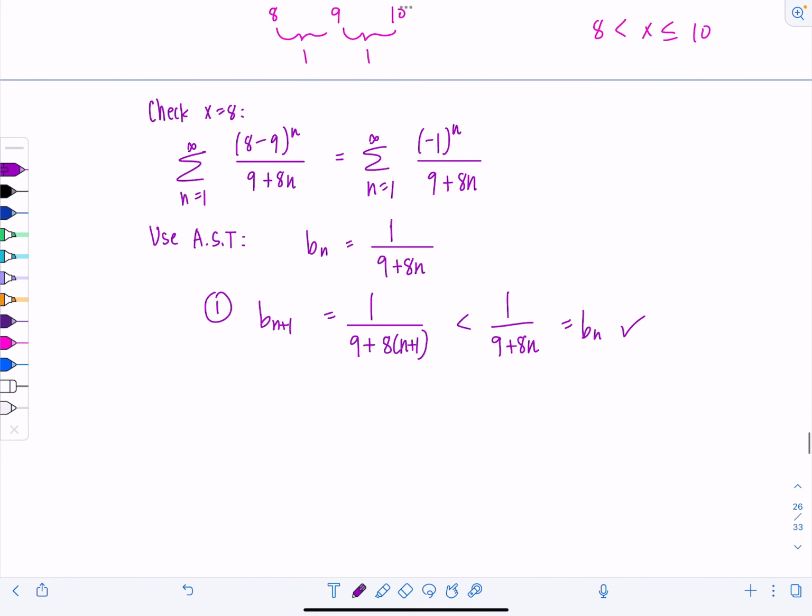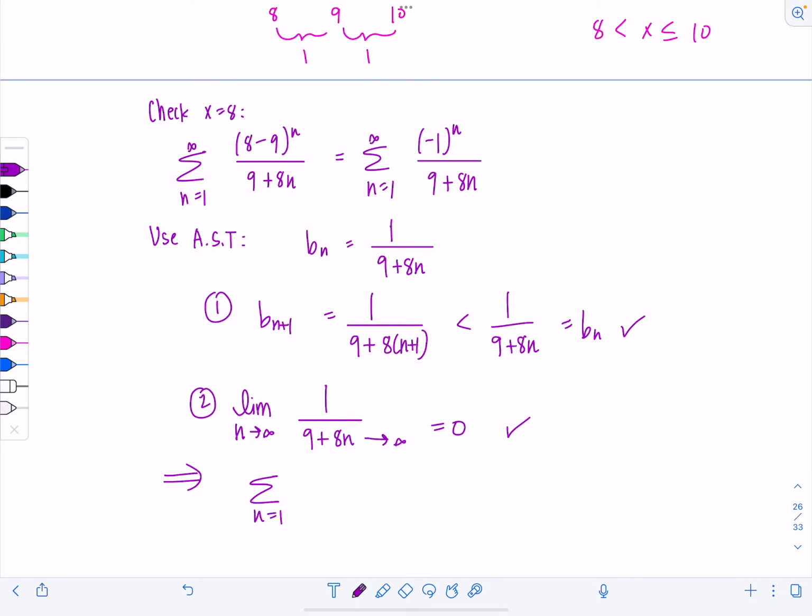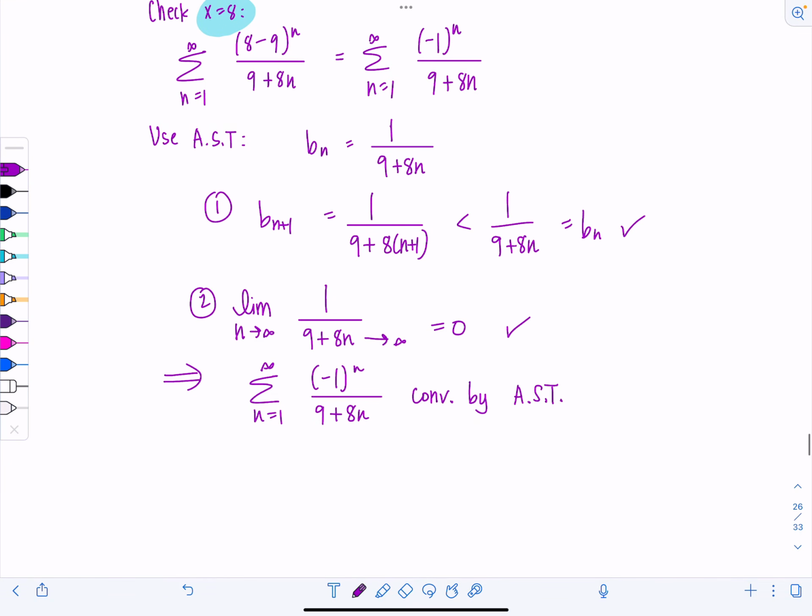Perfect. And then the second condition is that the limit as n goes to infinity of Bn needs to be 0. Is that true? Oh yeah, the denominator is going to infinity, so this is 0 for sure. So then that means the sum, n equals 1 to infinity, negative 1 to the n over 9 plus 8n converges by AST. So that means x equals 8 belongs to the interval of convergence. So here's how you write it in math language. Are you ready? That means x equals 8 is an element of the interval of convergence.